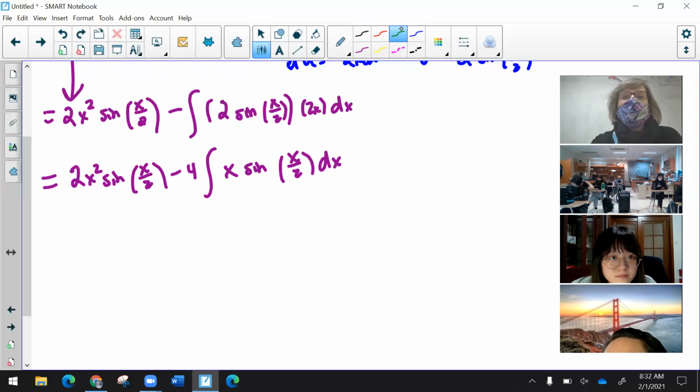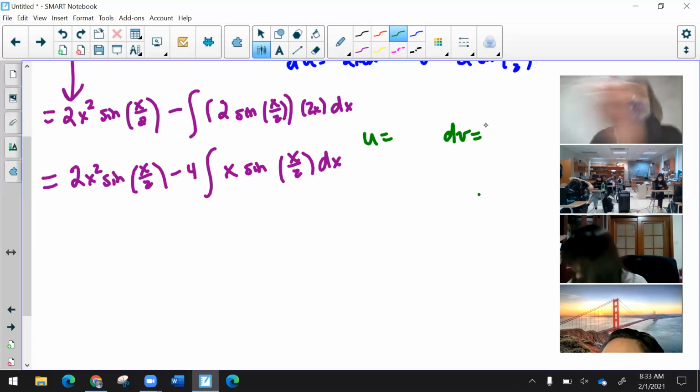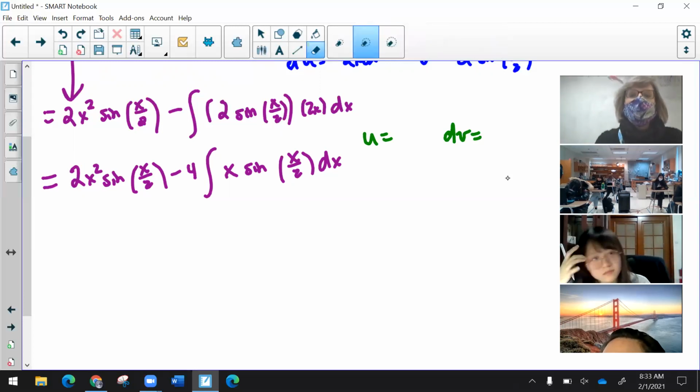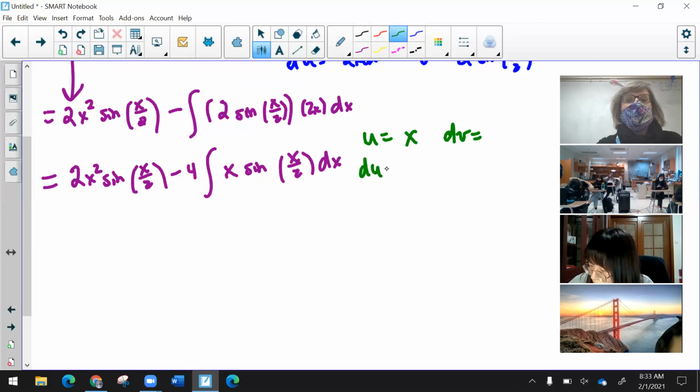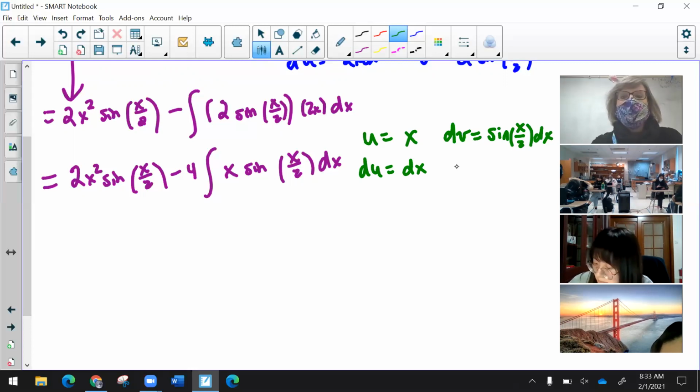Integration by parts. So again, I've got to pick a u, and I have to pick a dv. So what should my u be? x, right? Because then du will just be what? dx. Okay. So that leaves for dv sine x over 2 dx.